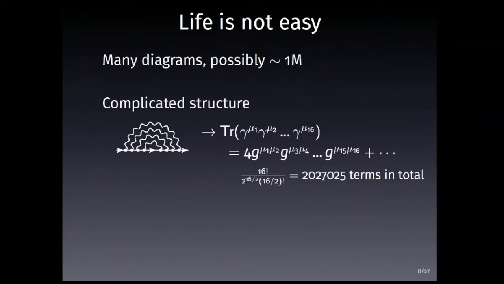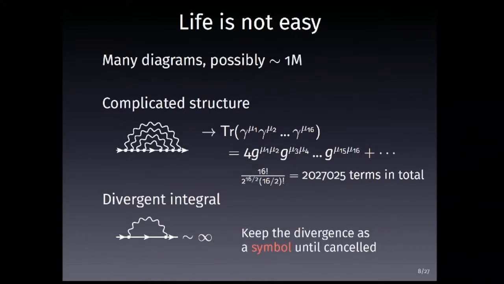And last but not least, it's actually divergent. It's a multidimensional integral which contains divergence, and already from one loop it's divergent. That means it's not easy to directly apply a numerical method. Instead, you need to first identify the divergence, then keep the divergence as a symbolic parameter. After summing up all diagrams, such divergences should be cancelled or removed in a consistent way.